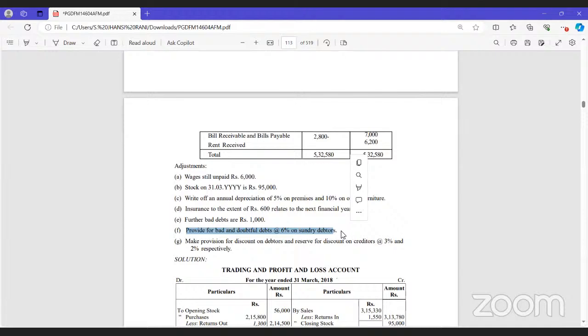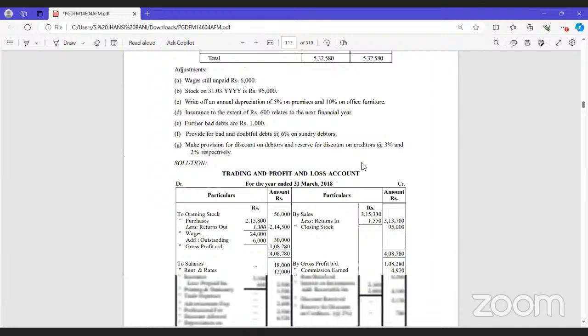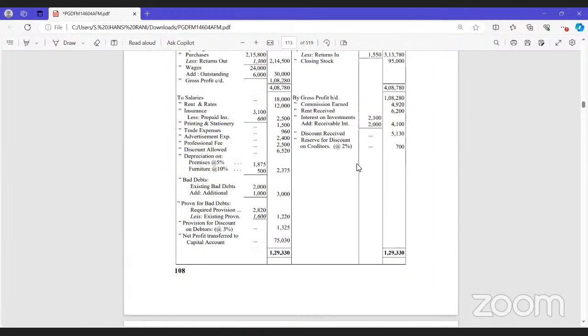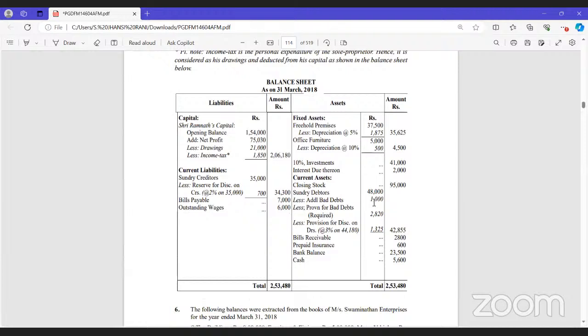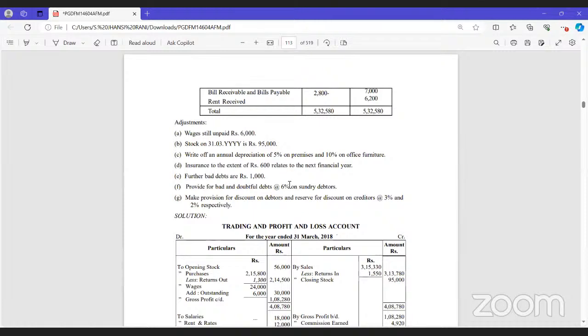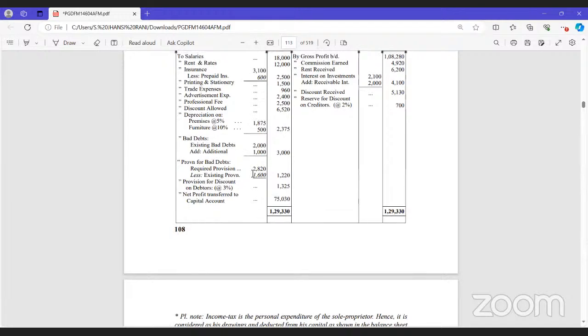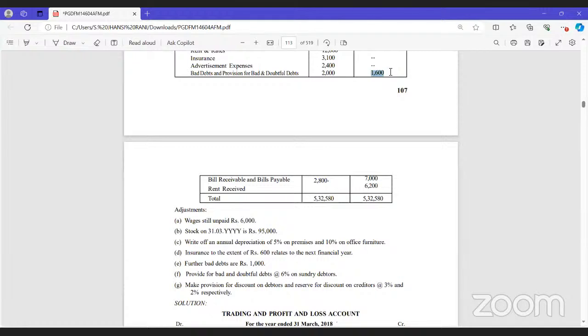So how much is it asking to provide? 6%. Already they were having 1,600. Just look at here. Whatever debtors are there, on that they will calculate. 48,000 minus 1,000, 47,000. On that they will calculate this 6%, and this 6% is nothing but 2,820. So this is called the old provision. This old provision for bad debts is 1,600.